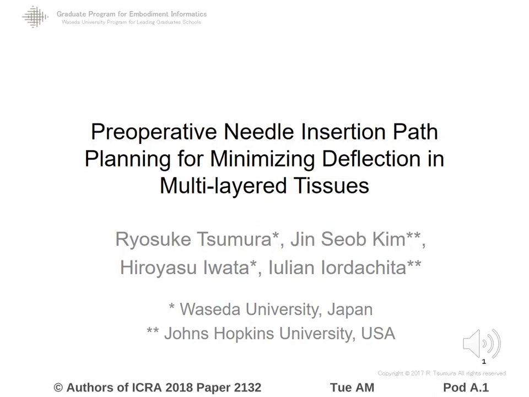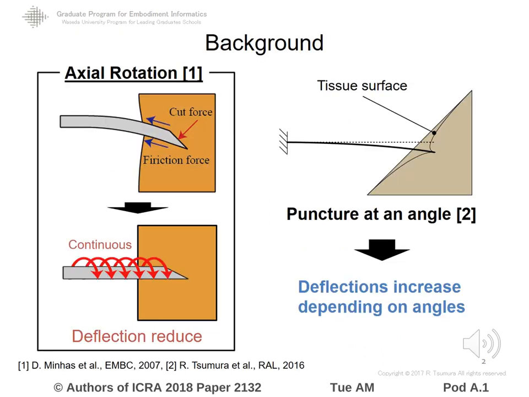We would like to show the preoperative needle insertion path planning for minimizing deflections in multilayered tissues. Fine needle deflection is a problem encountered during needle insertion into soft tissue. Although an axial rotation is an effective approach for minimizing deflection, needle deflection still depends on the insertion angle with respect to the tissue boundary.